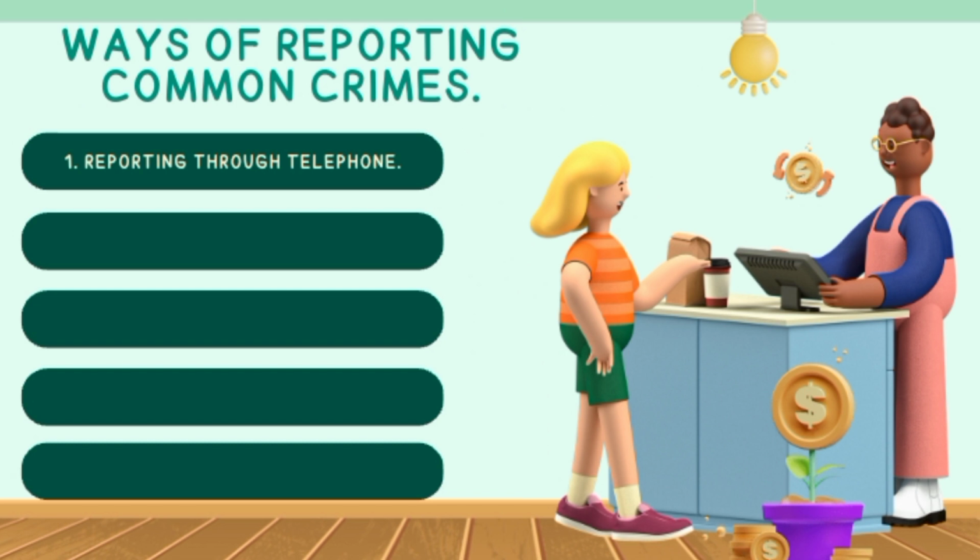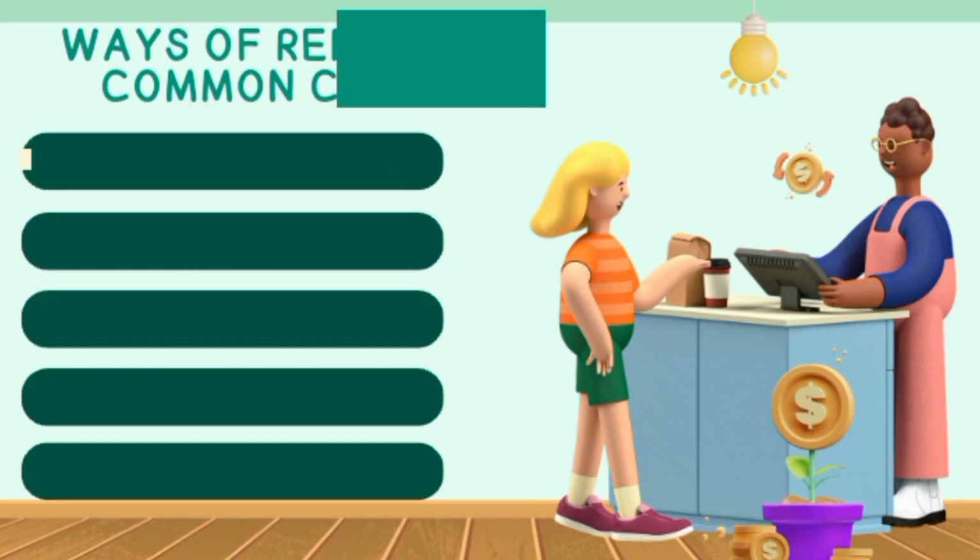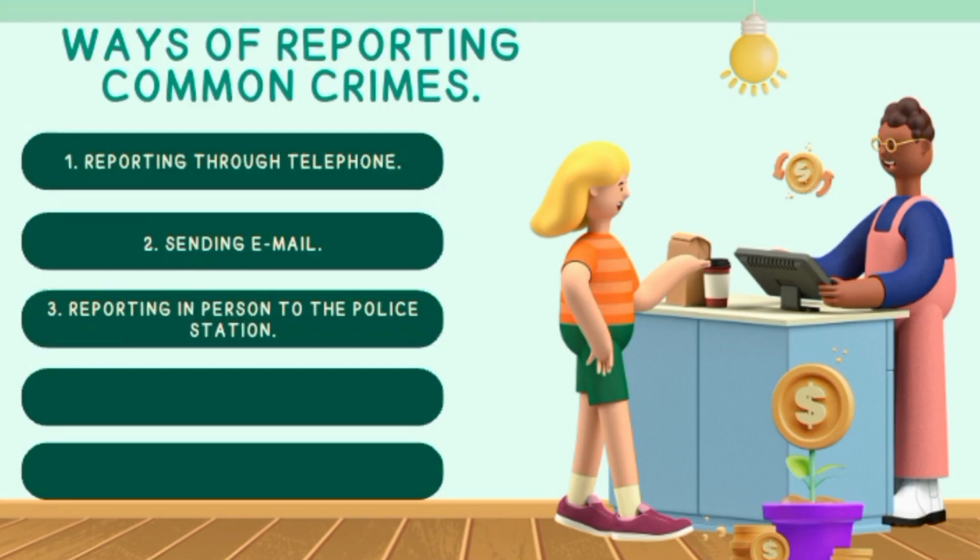First, you can report common crime through telephone. Okay, there are emergency numbers of authorities that you can actually put a call through to lay a complaint or report your crime. Number two is that you can report your crime by sending email. Okay, then number three, you can also report common crime by going to the what? To the station. You can go to the station in person to report the crime.